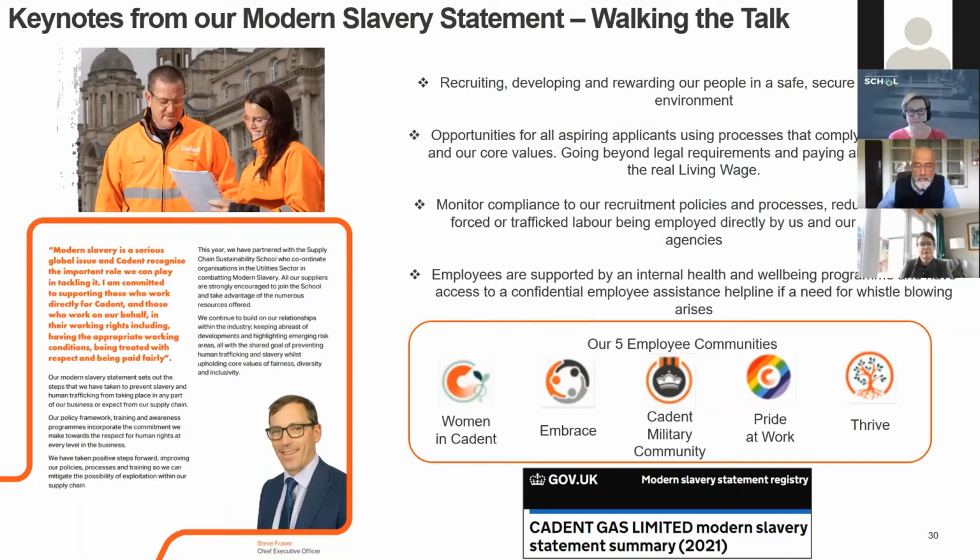And then finally, the last box at the bottom there is about the modern slavery statement registry itself, which is run by the government. They've actually set quite a high benchmark in terms of people needing to do it, 35 million plus. But we encourage all our suppliers to look at what Cadent has done in that space and follow suit. Next slide, please, Helen.